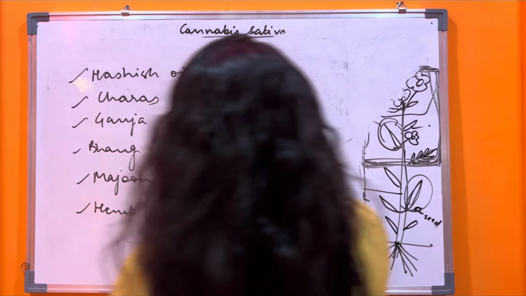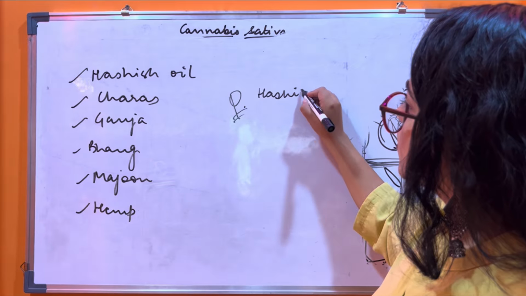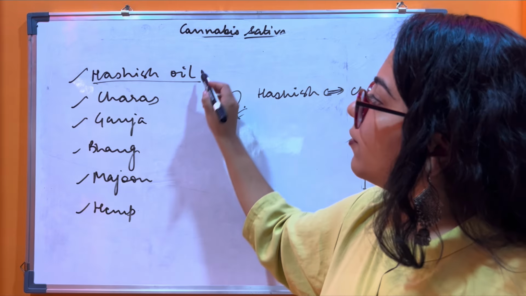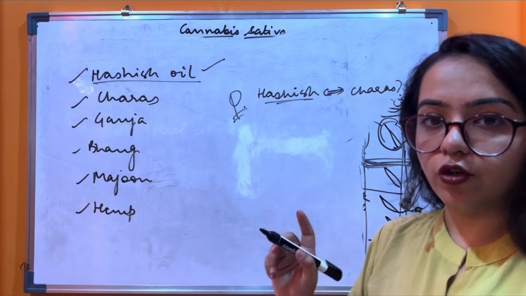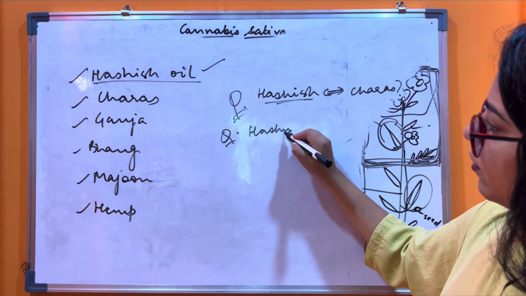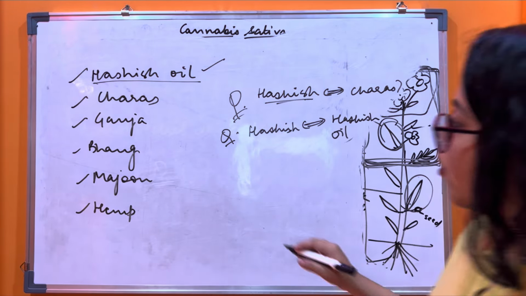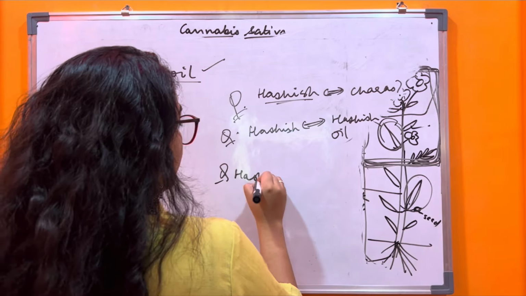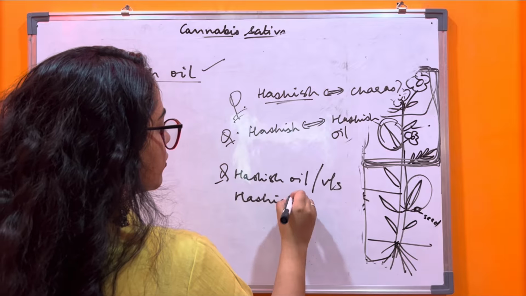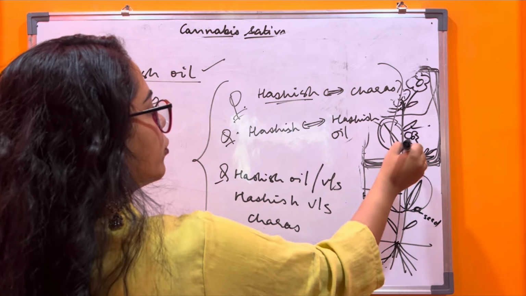Now I have a question for you, which you would tell me in the comment section. Is hashish equivalent to charas? We have talked about hashish oil, not hashish. So you would tell me, is hashish equivalent to charas, or hashish is equivalent to hashish oil, or hashish oil is different to hashish, is different to charas? What is the relation between these three? You would tell me in the comment section.